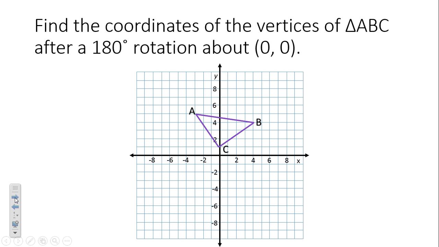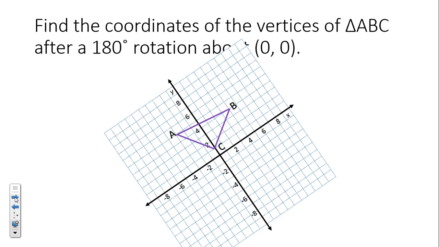We have triangle ABC. We want to go 180 degrees. 180 degrees which way? Counterclockwise always. 180 degrees counterclockwise. So B is currently at 4, 4. A is currently at negative 3, 5. And C is currently at 0, 1. We rotate it 180 degrees.